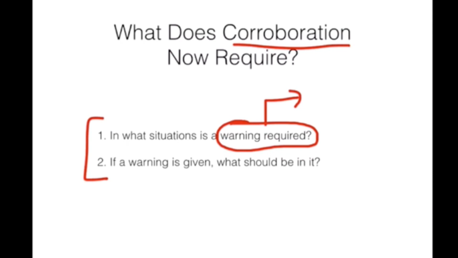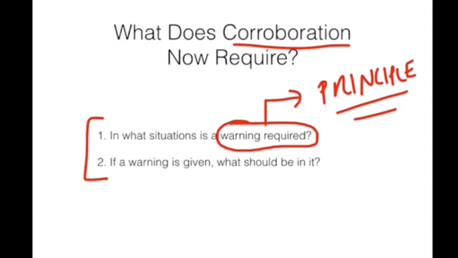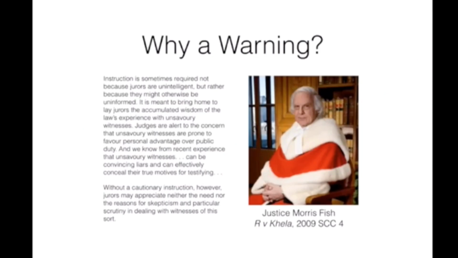We have to think more about the principle and the idea of why we give warnings at all. And probably the most important case to be decided on Vetrovec warnings since Vetrovec is a case called Khela from the Supreme Court. And in Khela, I think Justice Fish really nicely set out the principles upon which corroboration is based. And here's what they are. Instructions are required not because jurors are stupid, but because they might be uninformed. And I think this is the key. It's meant to bring home the accumulated wisdom of the law's experience.